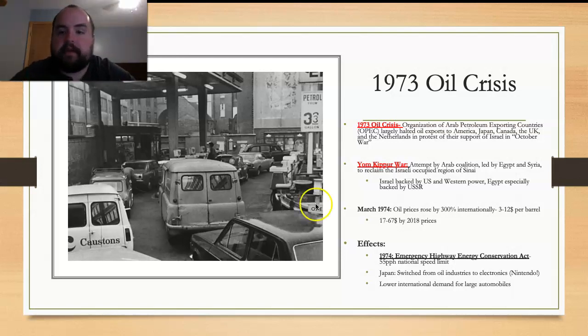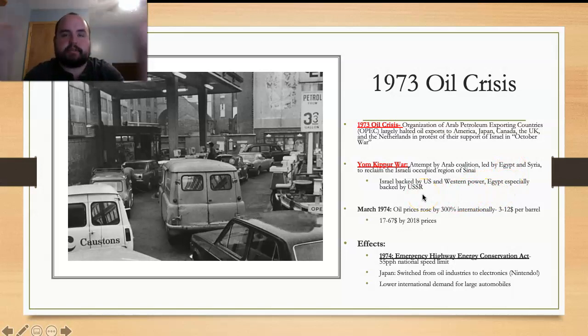the world. In 1973, the Organization of Arab Petroleum Exporting Countries, also known as OPEC, mainly halted all their oil exports to America, Japan, Canada, the UK, and the Netherlands in protest of their support of Israel in the October War. To very quickly summarize this war, which is also known as the Yom Kippur War, an Arab coalition led by Egypt and Syria wanted to reclaim the Israeli-occupied region of Sinai. Israel was backed by the US and Western powers, and Egypt especially was backed by the USSR.